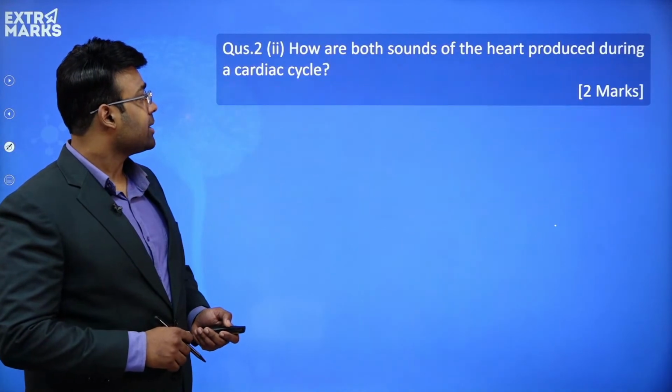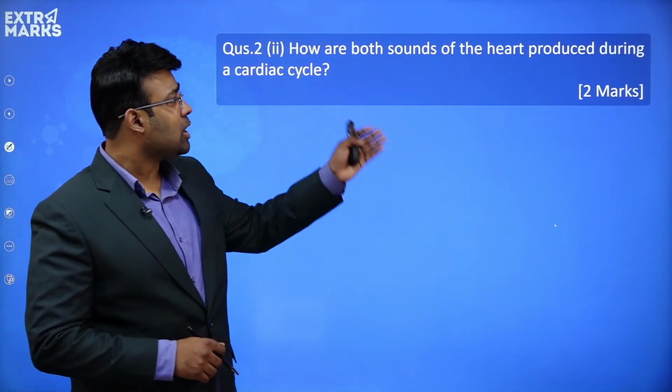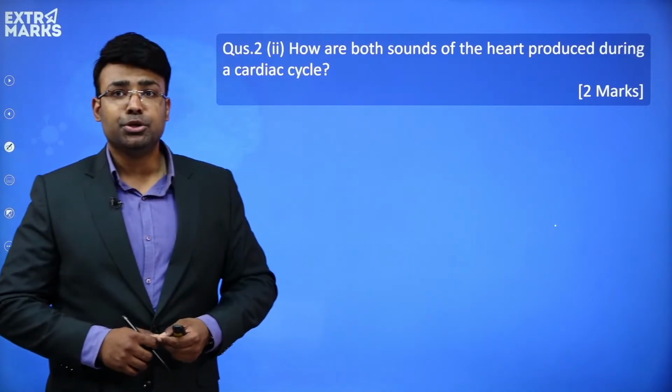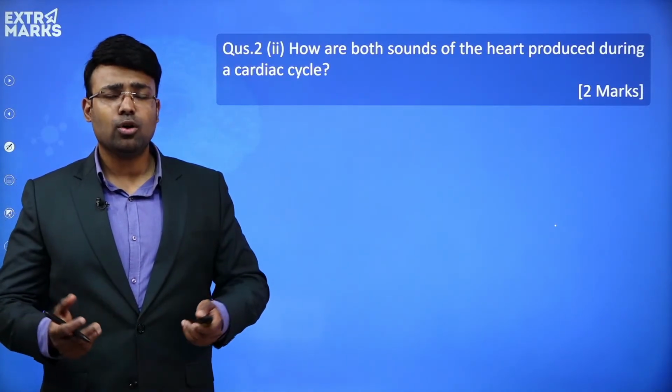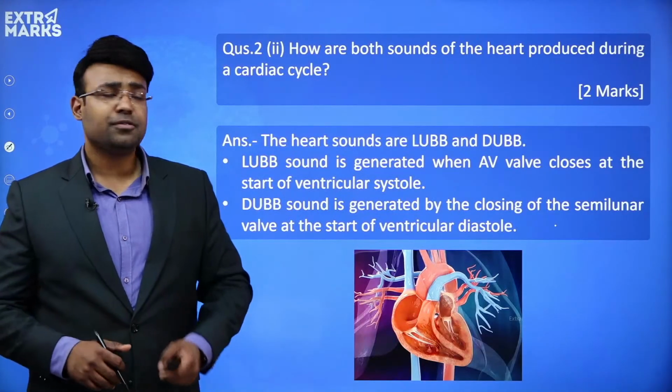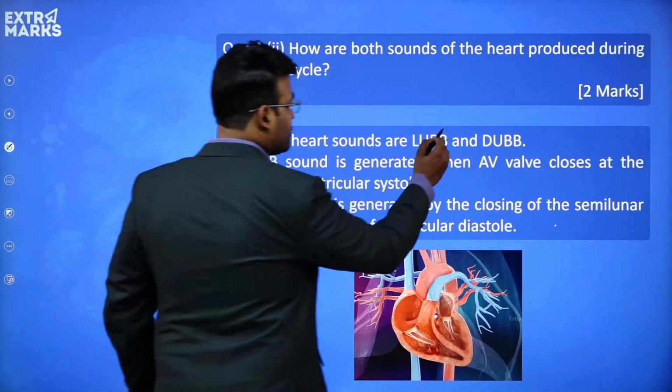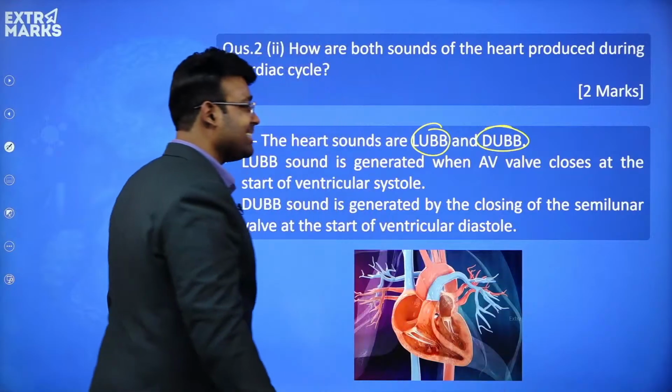Clear? Okay. Now, how are both sounds of the heart produced during a cardiac cycle? So you all know what a cardiac cycle is. It's the beating of the heart. So the heart sounds which are produced are lub and dub.